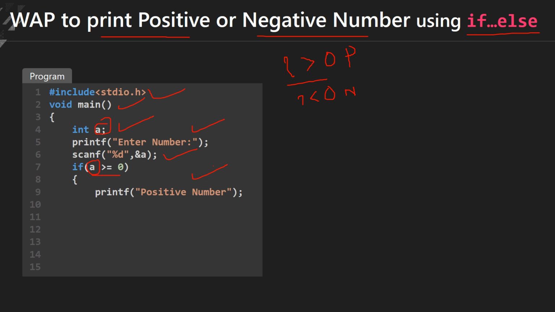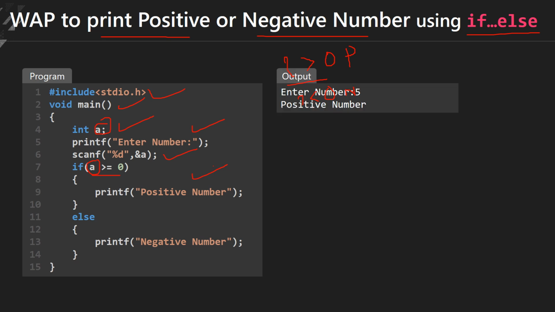Given number is positive. Else, if the condition is false, it will print that the number is negative. Okay, so look at the output. I have given the number 5. That 5 is a positive number. If you had given a negative number, which is less than 0, then this part would be executed.